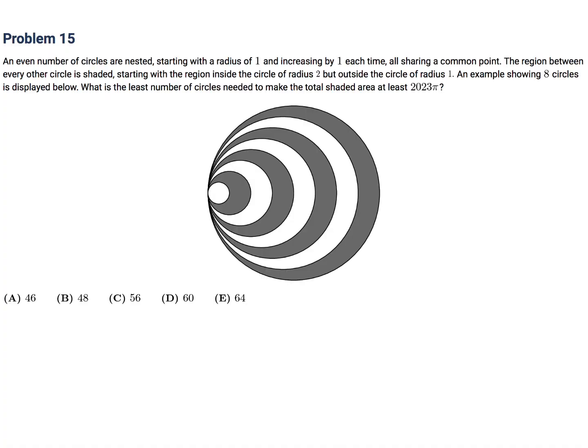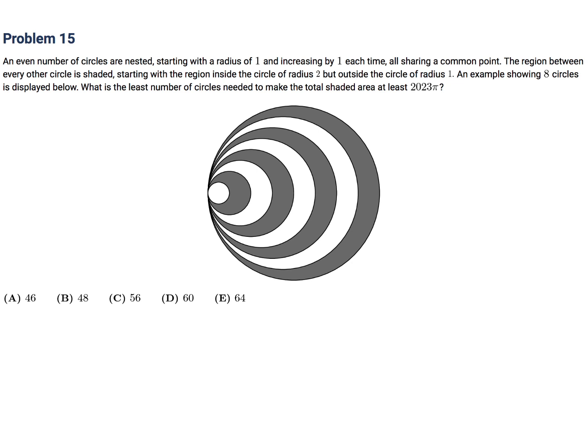An even number of circles are nested starting with a radius of 1 and increasing by 1 each time, all sharing a common point. The region between every other circle is shaded, starting with the region inside the circle of radius 2, but outside the circle of radius 1. An example showing 8 circles is displayed below. What is the least number of circles needed to make the total shaded area at least 2023 pi?